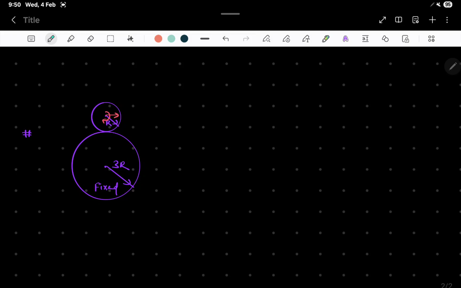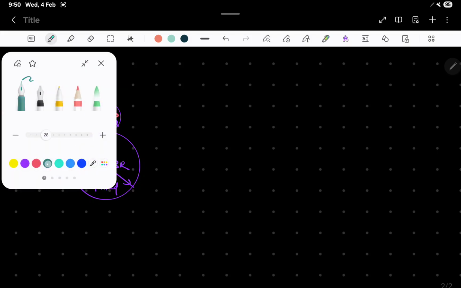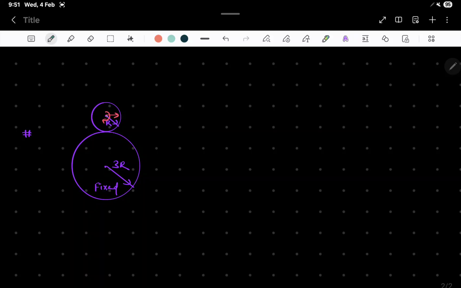Okay, so I am asking here that how many rotations will be done by the coin in one revolution? How many rotations will be done by the coin in one revolution? Let's calculate it. Okay, so as I told you that the center covers a distance of 2 pi r when it completes one rotation.